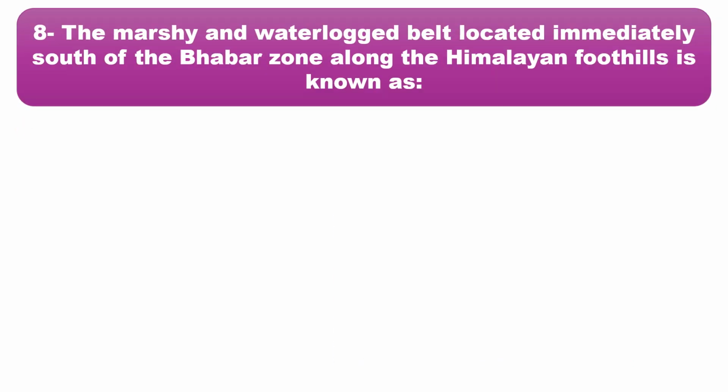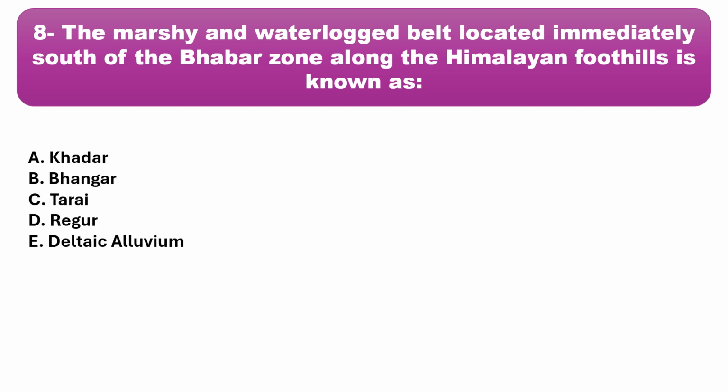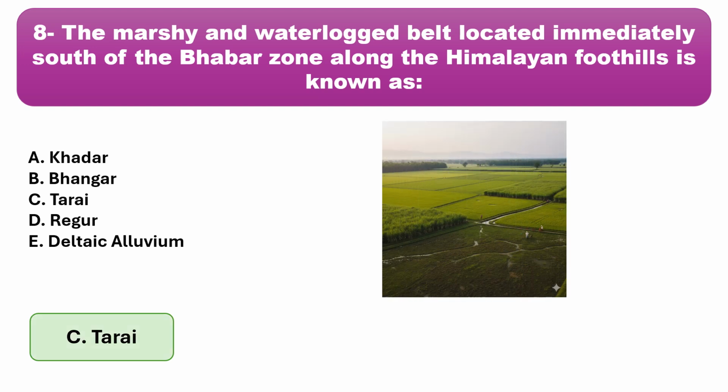Next question. The marshy and waterlogged belt located immediately south of the Babar zone along the Himalayan foothills is known as. The options are A. Kadar, option B. Bangar, option C. Tarai, option D. Regar, and option E. Delta alluvium. The correct answer here is Tarai. See, the Tarai is a marshy and waterlogged belt which is located south of the Babar zone along the Himalayan foothills. And due to the swampy nature of this region, the most suitable crops here are rice and sugarcane.